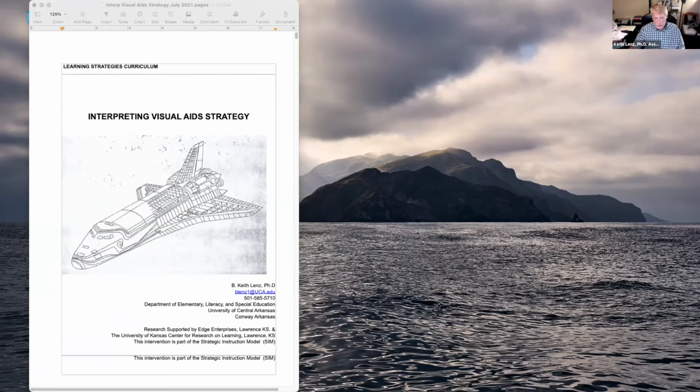Okay, so this is the Interpreting Visual Aid Strategy. It is part of the Learning Strategies series. I've just been working on it and updating it for 2021. The purpose of this strategy, and this session, is to explain, model, and practice the Interpreting Visual Aid Strategy. We probably won't be doing a whole lot of practicing, but we'll do it together as a group.